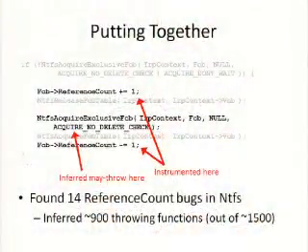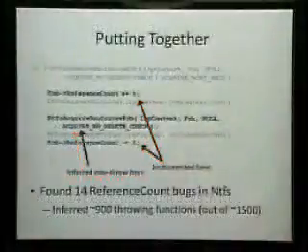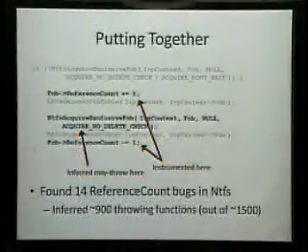But now we have everything we need. We've instrumented the increments and the decrements, and we've inferred which functions in the code base can throw. Using this information, we found about 14 bugs in NTFS where there were exceptions thrown and the reference count was not adjusted correctly. Most of these were leaks. A handful of them were decrements without increments, or rather double decrements, which could lead to use after free.